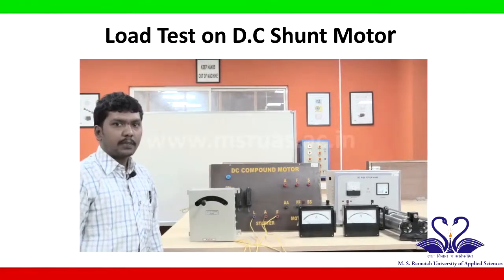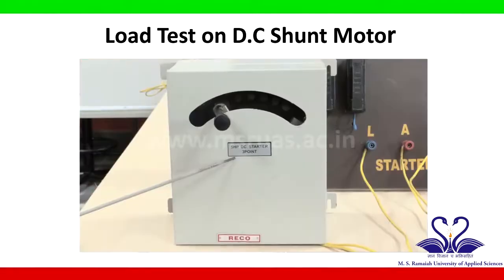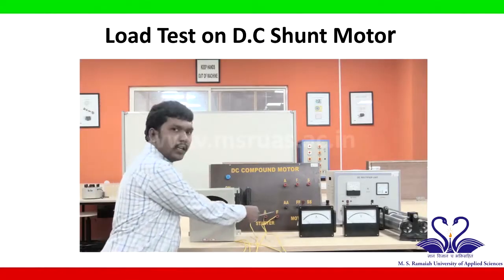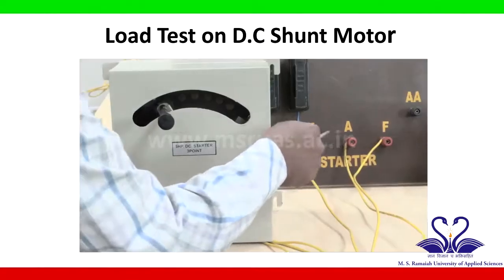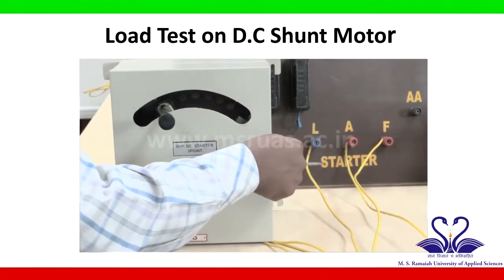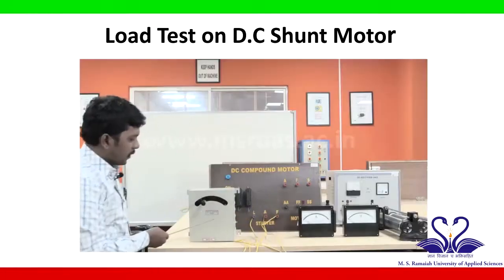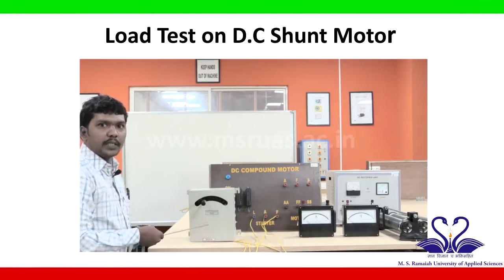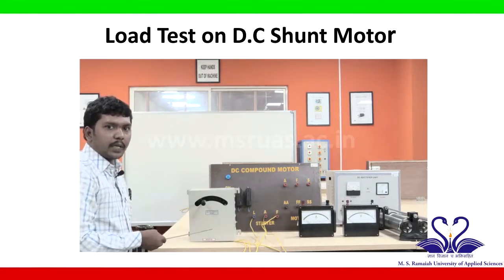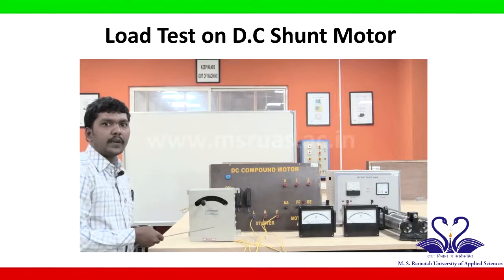To conduct this experiment, we need a 3-point starter. Why it is called a 3-point starter means it consists of three terminals. They are named as L, A, F. L is line, A is armature, F is field. And the purpose of the 3-point starter is that it is used to limit the starting current, and at the same time it is used to start the motor in a safe condition.